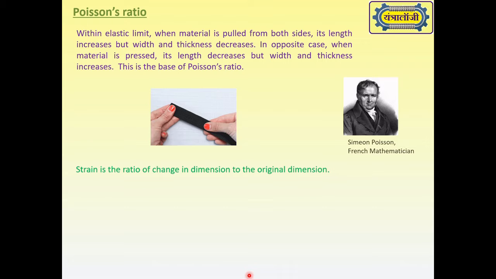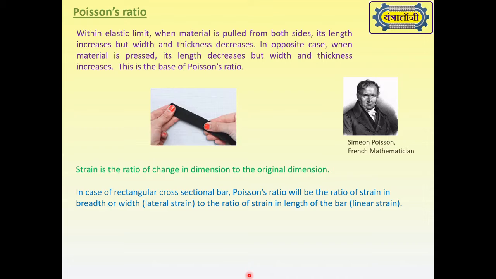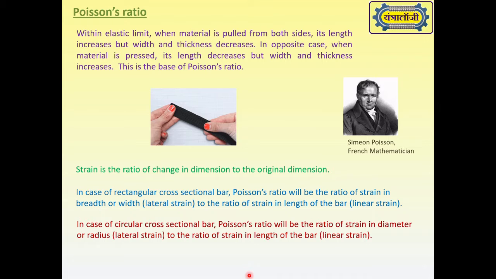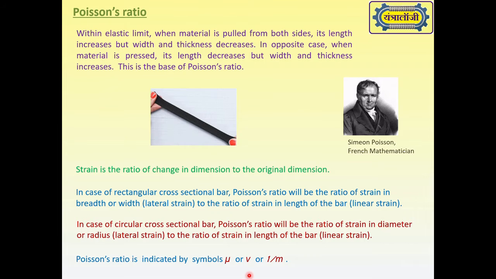Strain is the ratio of change in dimension to the original dimension. In the case of a rectangular cross-sectional bar, Poisson's ratio is the ratio of the strain in breadth or width, which is lateral strain, to the strain in length of the bar, which is linear strain. In the case of a circular cross-sectional bar, Poisson's ratio is the ratio of the strain in diameter or radius, which is lateral strain, to the strain in the length of the bar, which is linear strain. Poisson's ratio is indicated by the symbols mu or 1 upon m.